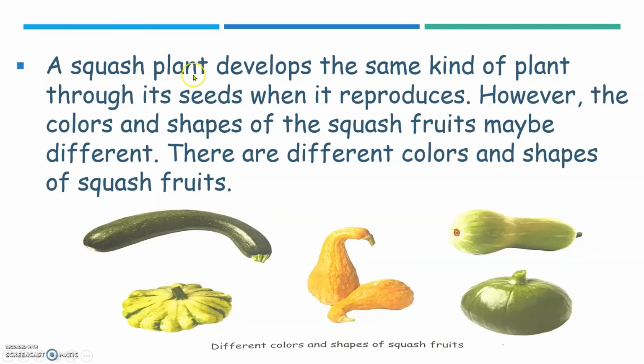A squash plant develops the same kind of plant through its seeds when it reproduces. However, the colors and shapes of the squash fruits may be different. There are different colors and shapes of squash fruits.